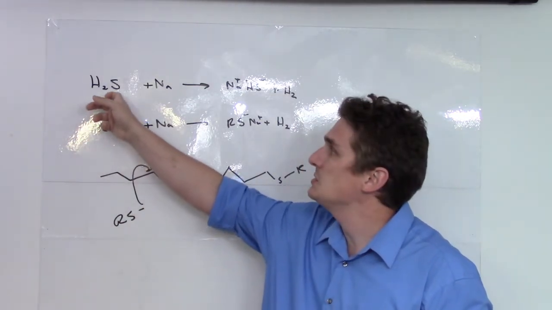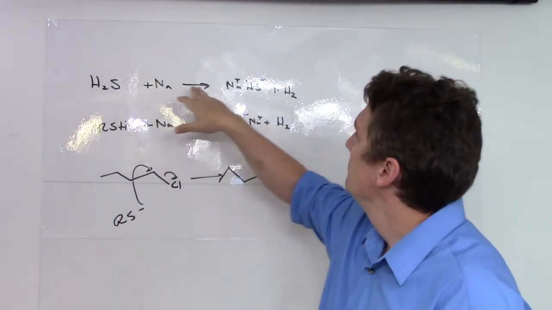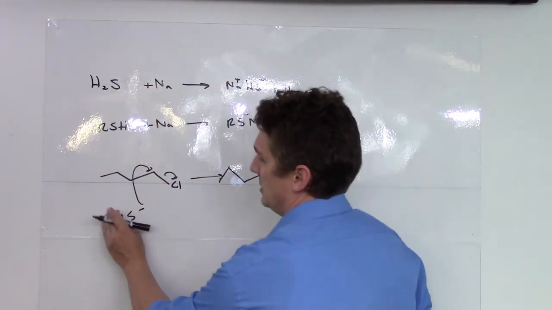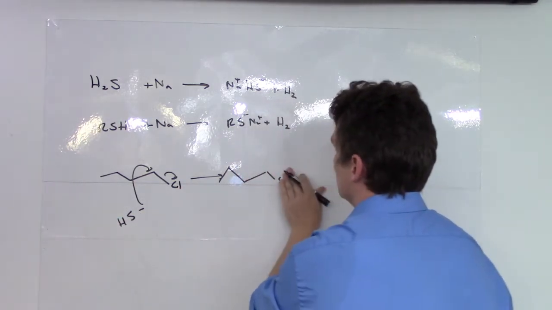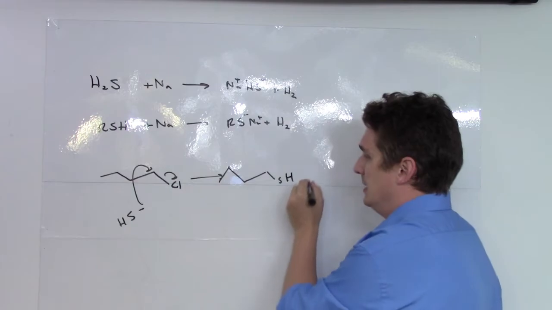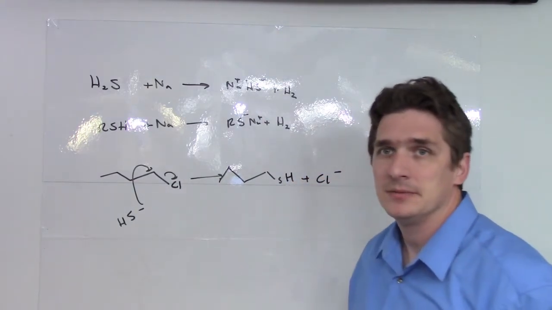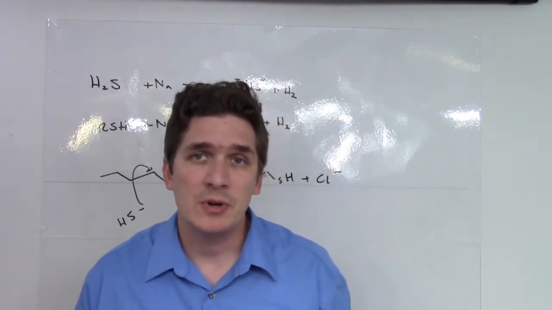Now, let's say we didn't have the starting thiol. How will we do it? Well, we just start with this, the H2S, react it with the sodium, and then use our sulfide ion, the HS- ion, to attack and give us our thiol. But this is how we would create thiols.